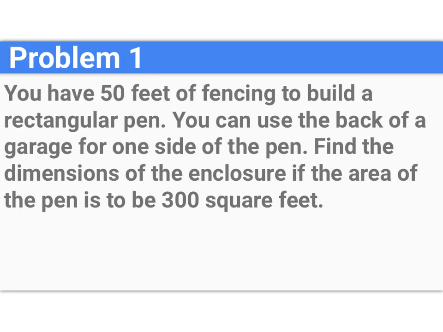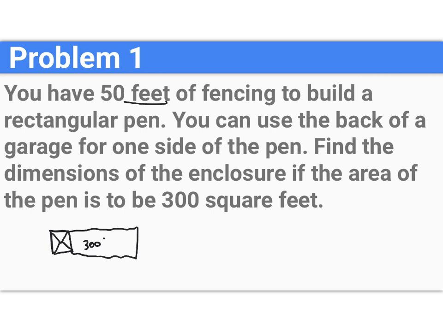Okay, so when we have problems like this, it's always best to draw a figure. So you've got 50 feet of fencing, and you use the back of the garage for one side. Find the dimensions of the area if the area of the pen is 300. Okay, so let's draw a little garage. This is a top-down view. So the top of the garage is going to look like that. And this is going to be your area. This is going to be 300 square feet.